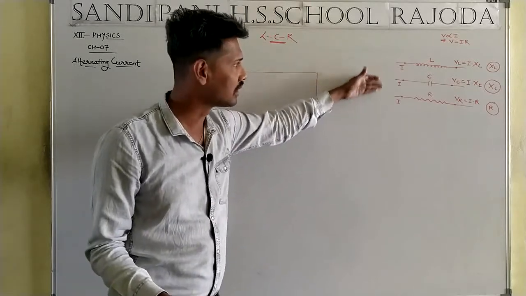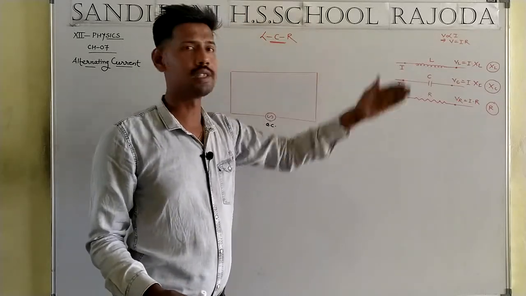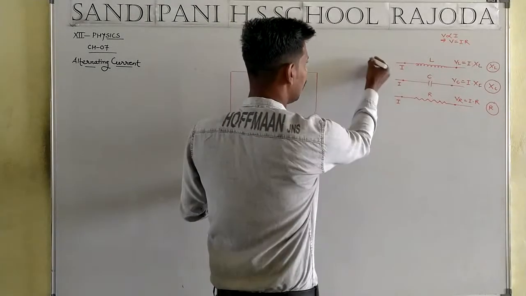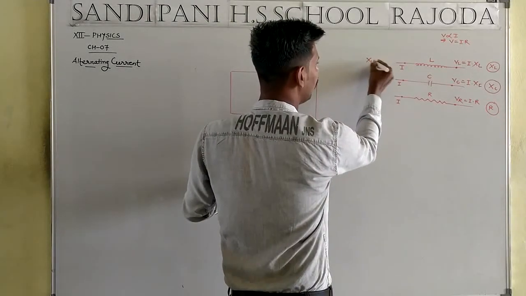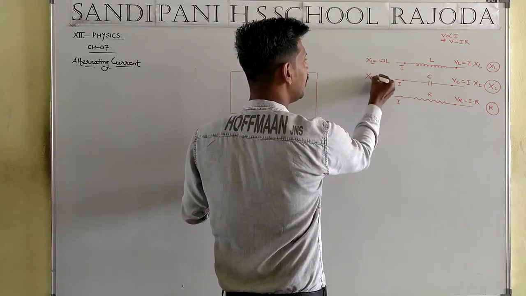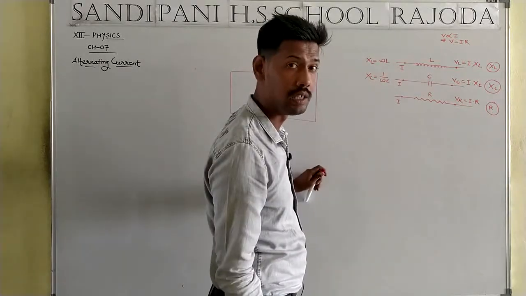For the various different ठीक है, सर्किट के लिए रेजिस्टेंस के सिंबल भी क्या होते हैं? डिफरेंट. बट यू नो दैट वेरी वेल, the value of XL will be equal to ωL, and the value of XC will be equal to 1 by ωC.